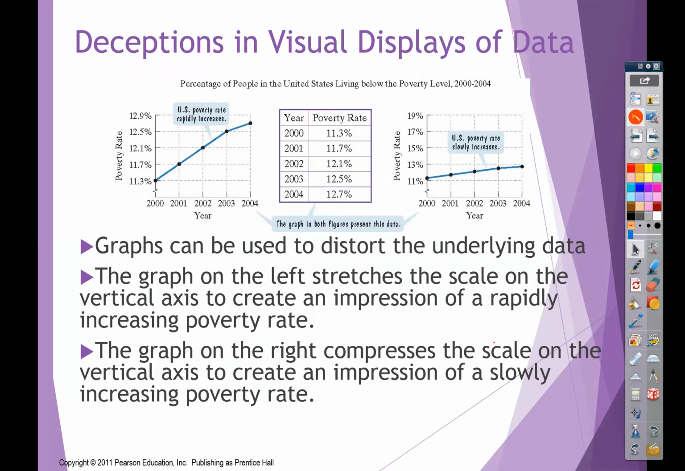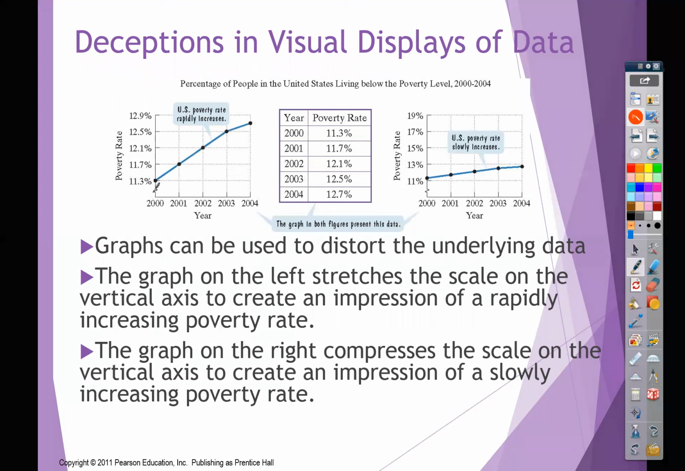Okay, so let's go over some deceptions in visual displays of data. This is very, very important for the ACT. Also, you see this a lot on commercials. So graphs can be used to distort the underlying data. The graph on the left stretches the scale on the vertical axis to create an impression of a rapidly increasing poverty rate. So you see, this is called the break in the graph.